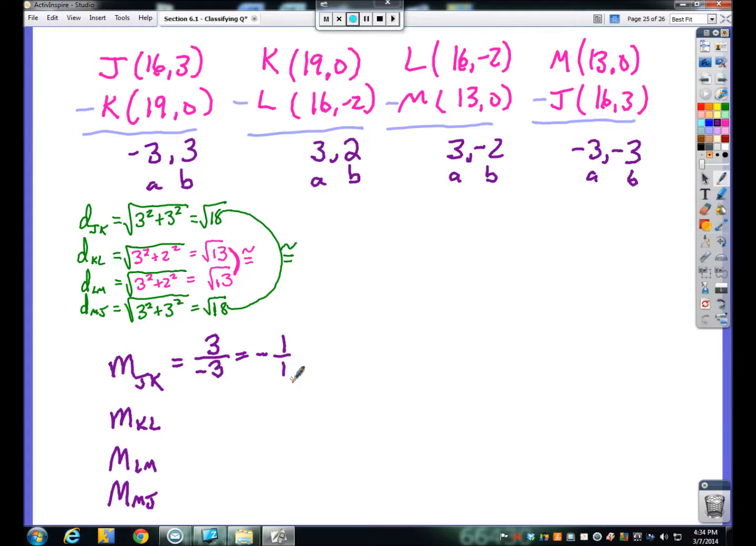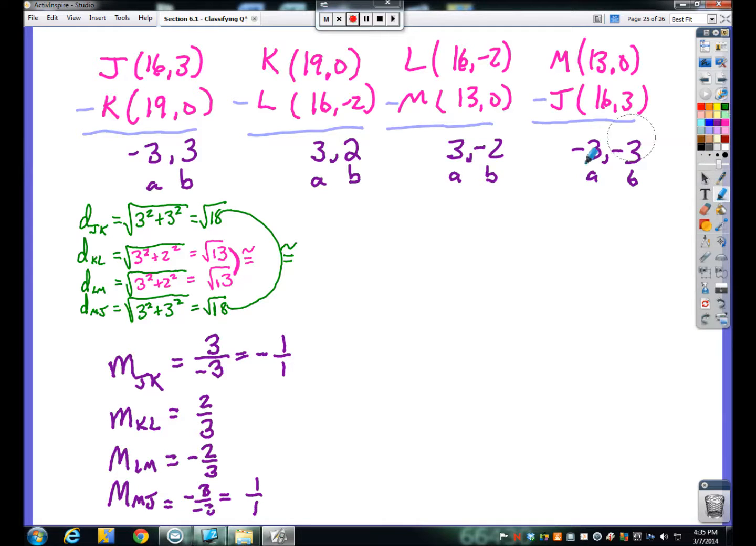if you wanted to. But I'm going to leave it as a fraction, because sometimes if you don't leave it as a fraction, you don't get to see the reciprocal action in play. KL is just going to be 2/3, and that's fully simplified. LM is going to be negative 2/3, which is fully simplified. And MJ is negative 3 over negative 3, which is positive 1 over 1. Again, I'm just going to leave it as that 1 over 1. I could just say 1, but I'm not.